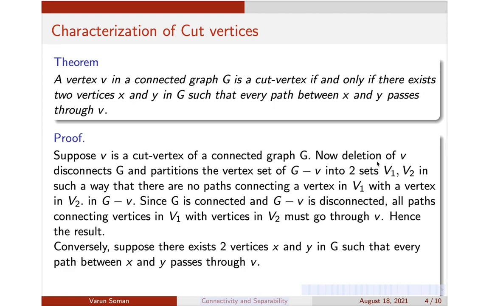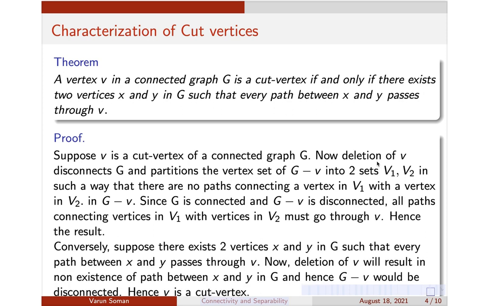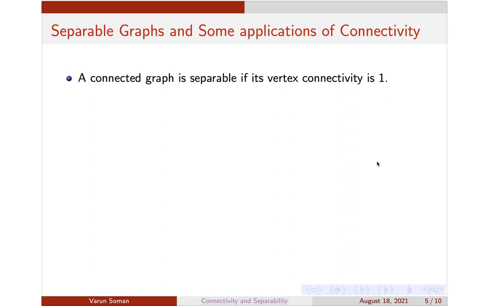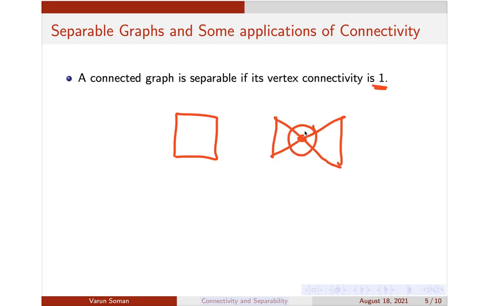So moving forward, we'll also discuss a concept called separability. A connected graph is said to be separable if its vertex connectivity is 1. So basically this graph is not separable, but you can see that this graph is separable. So this is separable, this is not separable. That graph was separable too. So basically a graph having vertex connectivity 1 is called a separable graph. Otherwise we say that the graph is non-separable.